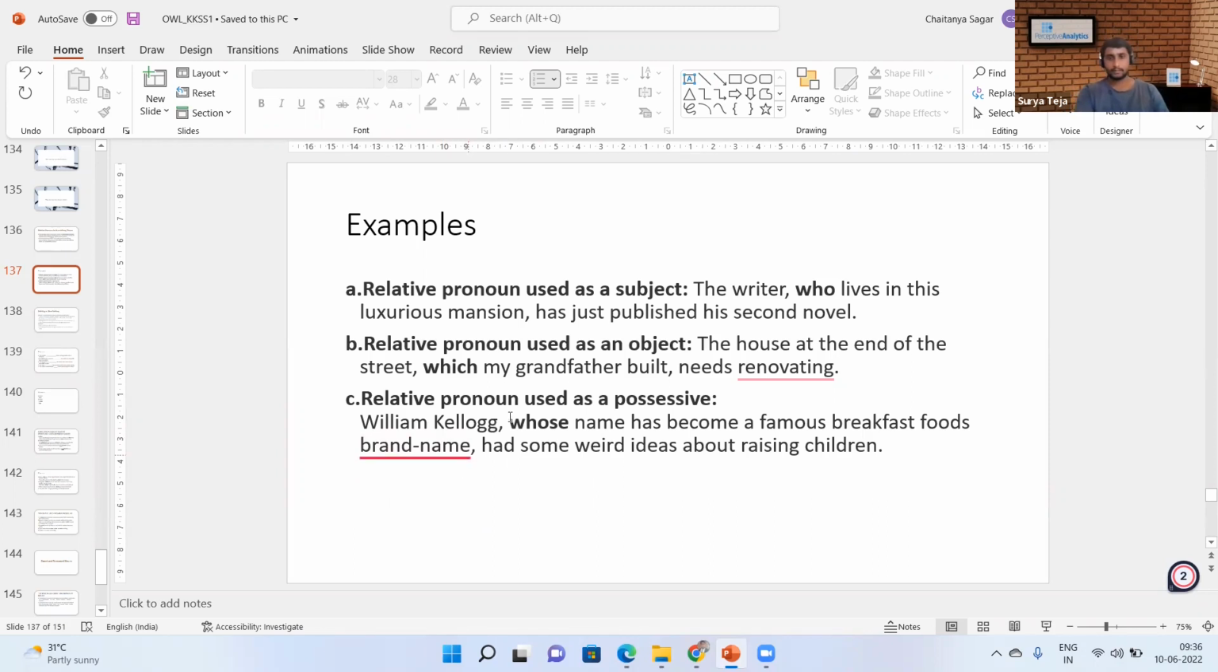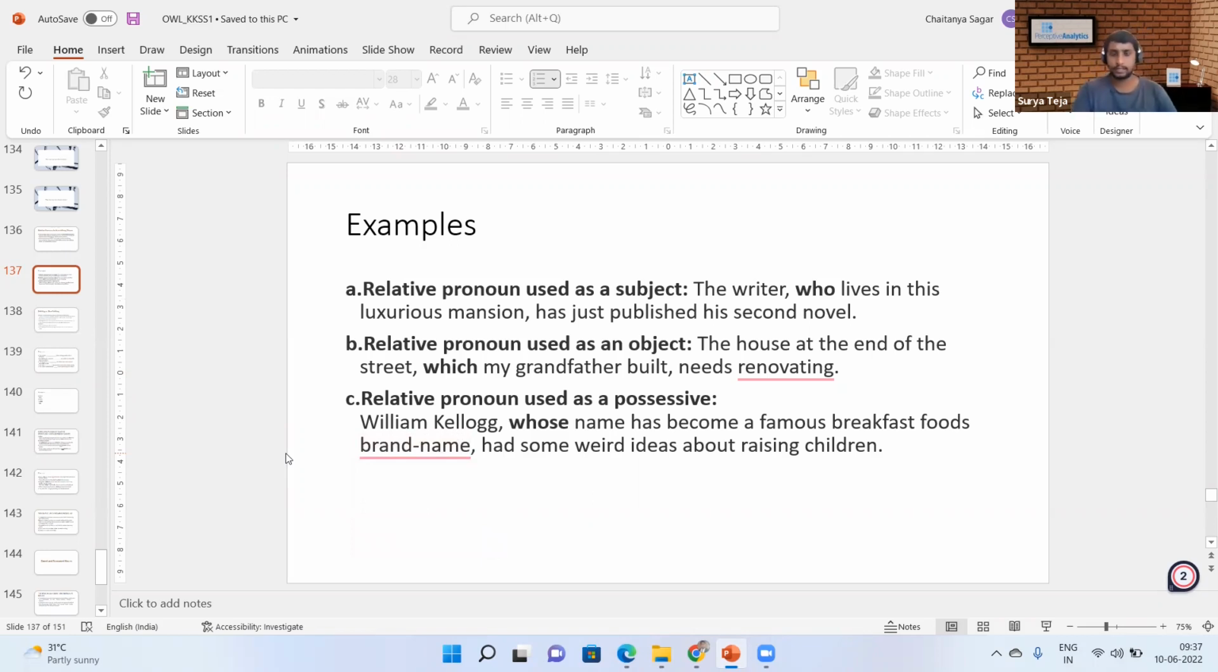So these are put in between the commas. And whose, because there is a possession. William Kellogg, we are talking about weird ideas possessed by William Kellogg. So it is talking about possession. That's why we have to use whose. So we can't use which, or we can't use who. Whose is the appropriate name because it is talking about possession.